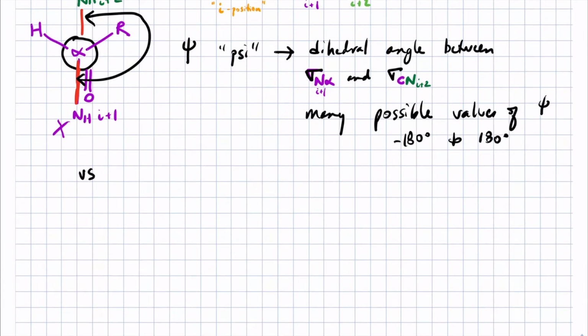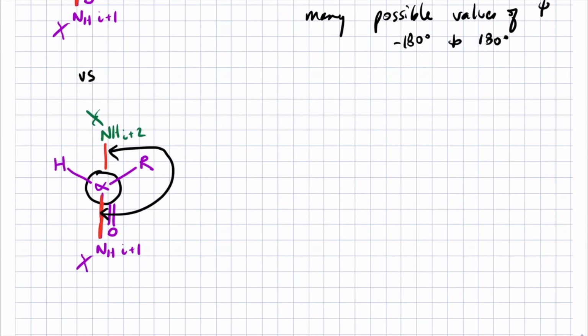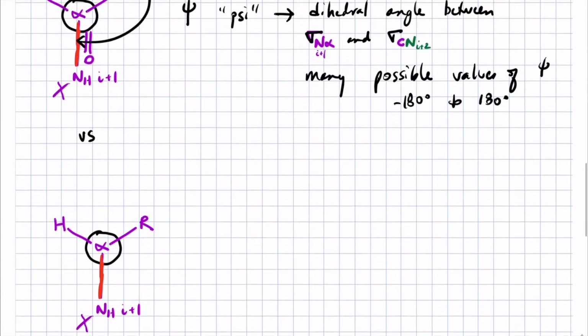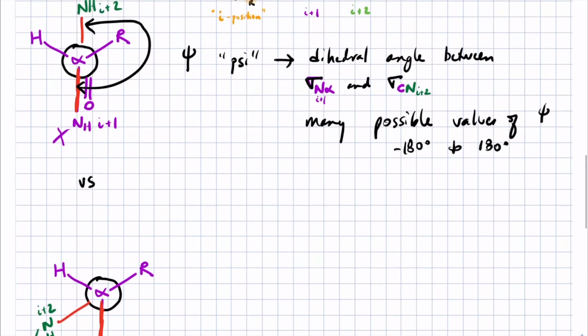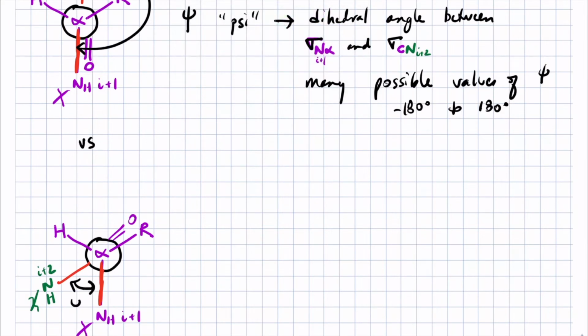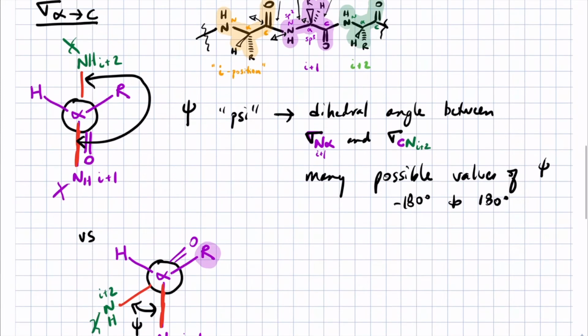For example, we could take our same drawing and we can keep the alpha carbon in the front exactly the same. But what if the side chain R is the biggest thing on alpha carbon? Then you would want the rest of the peptide chain connected via amide nitrogen at I+2 to be trans or anti to the R group, and so you would get a much smaller value of phi there. And of course, the size of that side chain and its functional groups are going to determine what that psi dihedral angle is. All right.